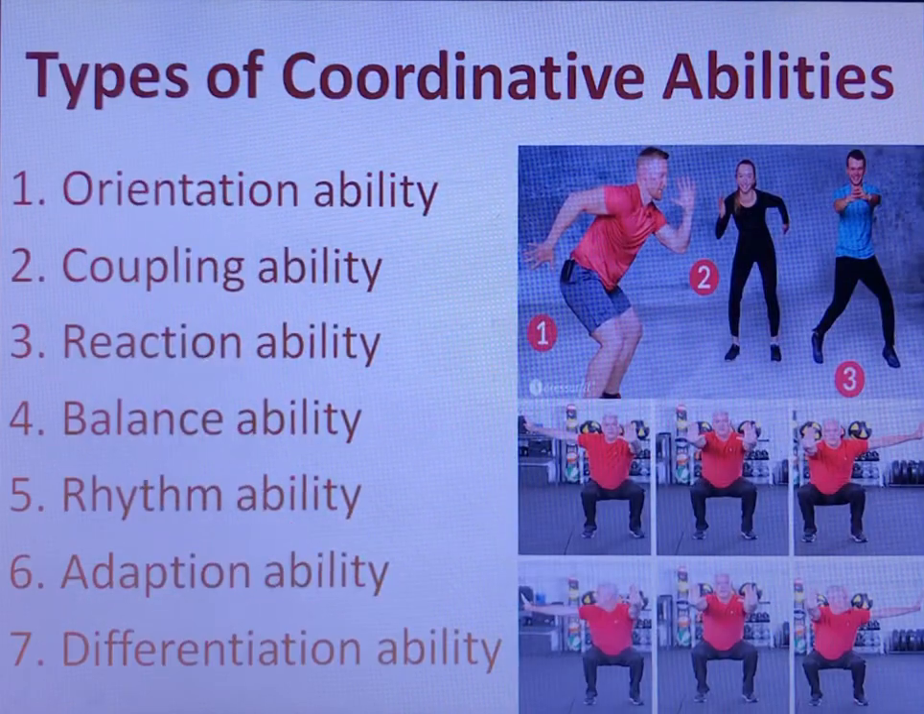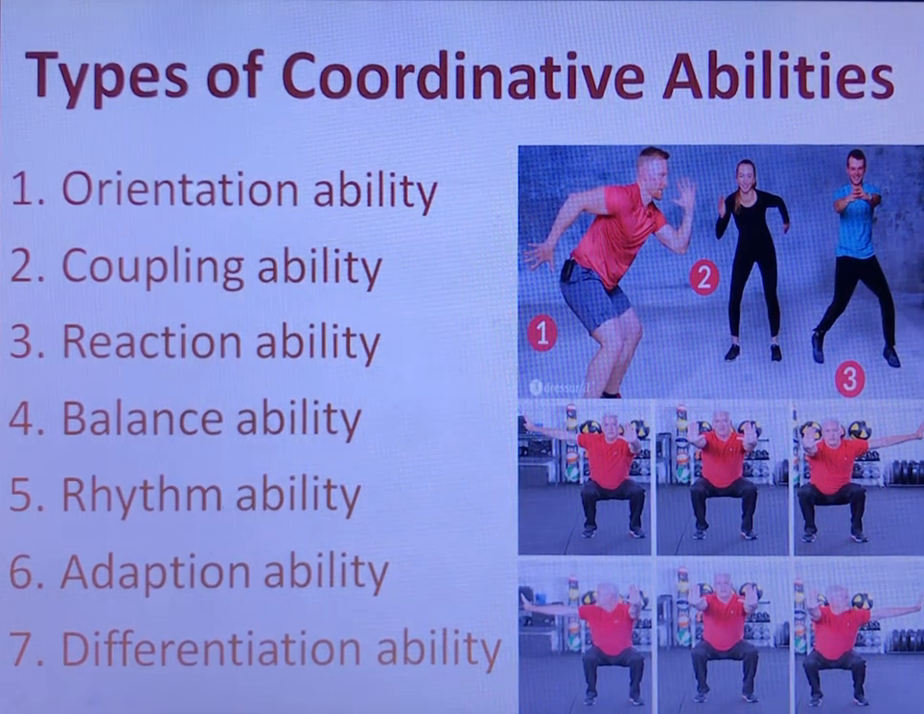Types of coordinative abilities. There are 7 types of coordinative abilities. First one is orientation ability. It is the ability to determine the position of the body and its parts in time and space in relation to gravity, moving objects, opponent, partner, playing field, etc.